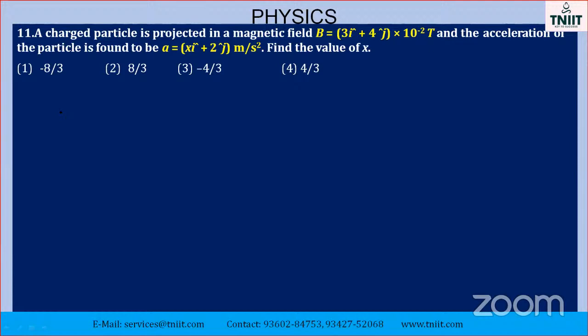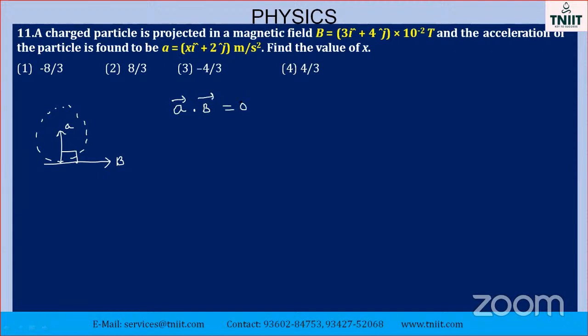A charged particle is projected in the presence of a magnetic field. The acceleration of the particle is given. Find the value of x. Whenever the particle is moving in a circular path, the magnetic field is applied tangentially. The acceleration is acting towards the center. So clearly the acceleration and magnetic field are perpendicular, so A vector dotted with B vector should be 0.